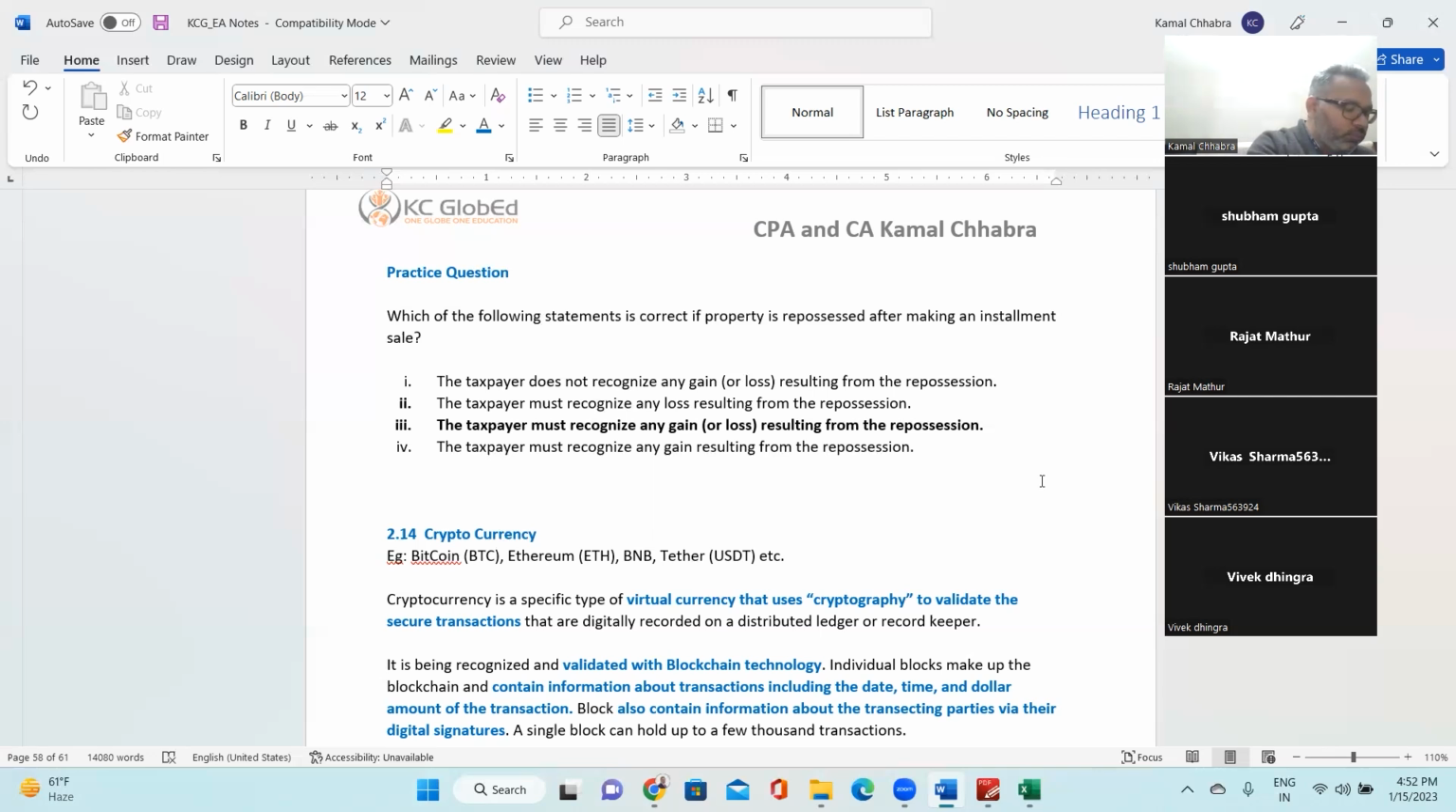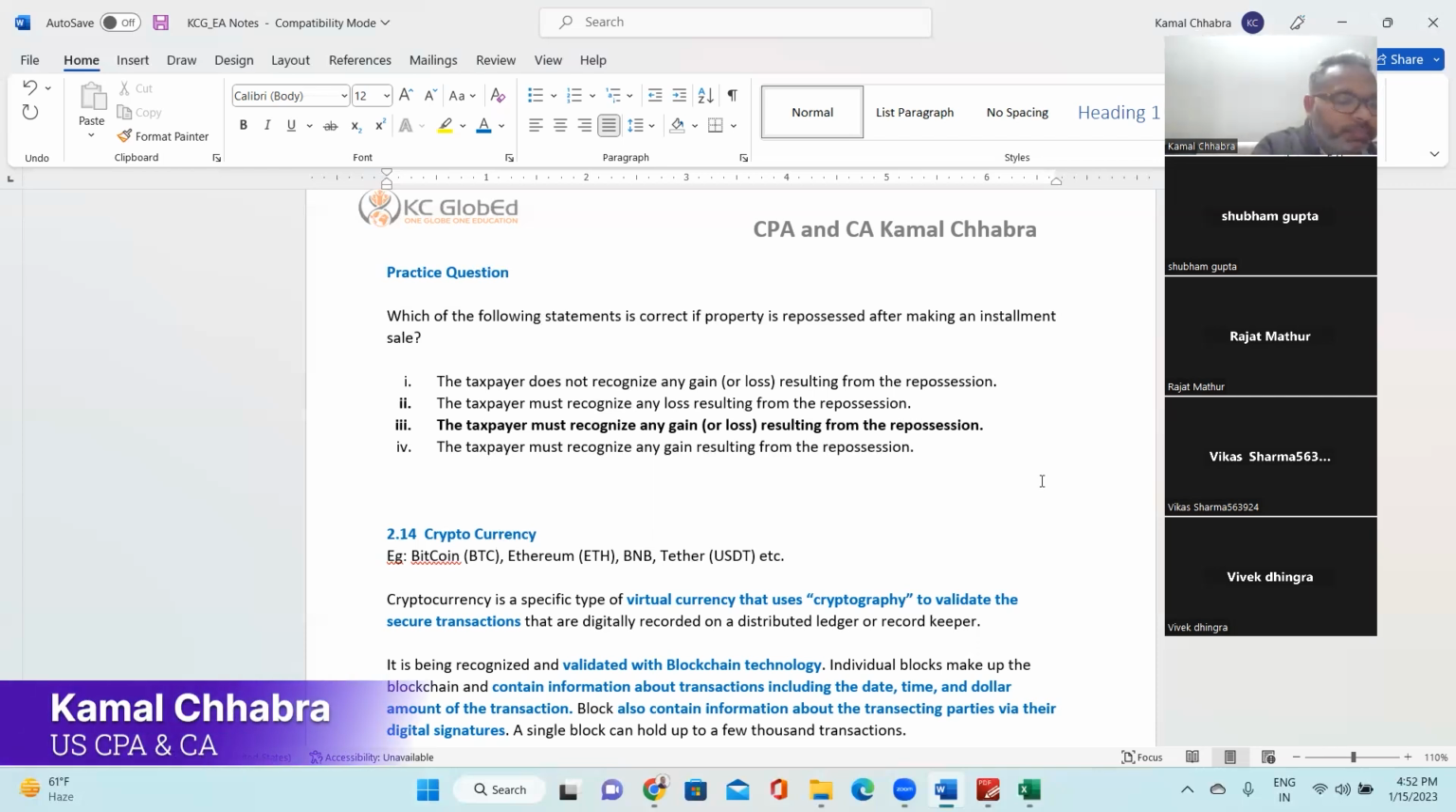The taxpayer does not recognize any gain or loss resulting from the repossession. The second point is the taxpayer must recognize any loss resulting from the repossession. Third point says the taxpayer must recognize any gain or loss resulting from the repossession. Fourth point says the taxpayer must recognize any gain resulting from the repossession. So what do you feel is the right answer?